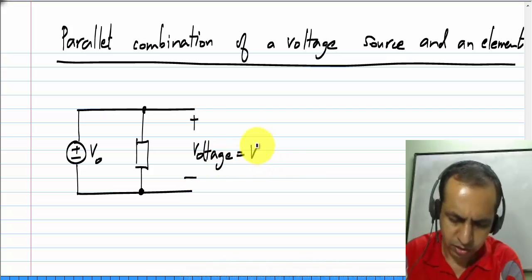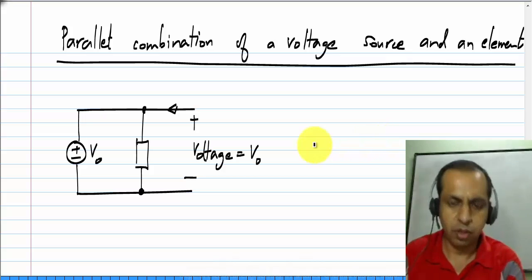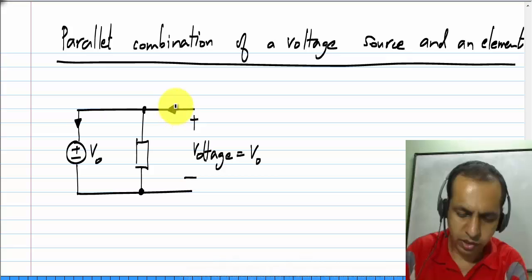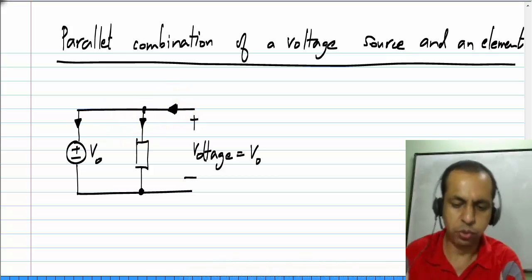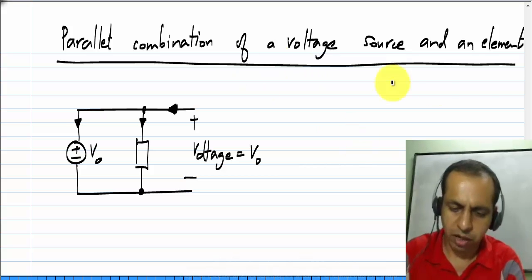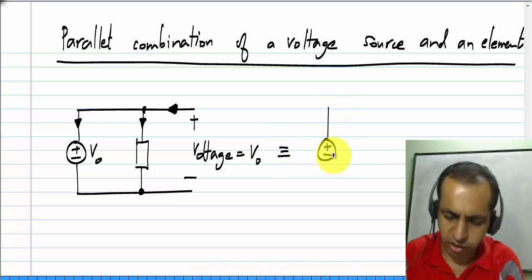We know that across this we will have a voltage equals V naught, and it will be regardless of what current is flowing through it, because the current through the voltage source can be anything, and this current is nothing but the current through the voltage source and the current through the element, which can also be anything. Okay. So the parallel combination of a voltage source and an element is just equivalent to the same voltage source. Okay, V naught.